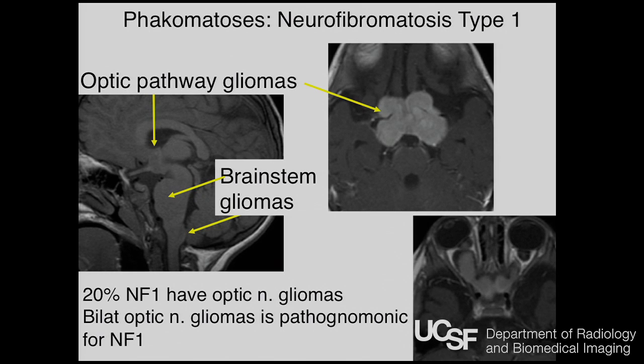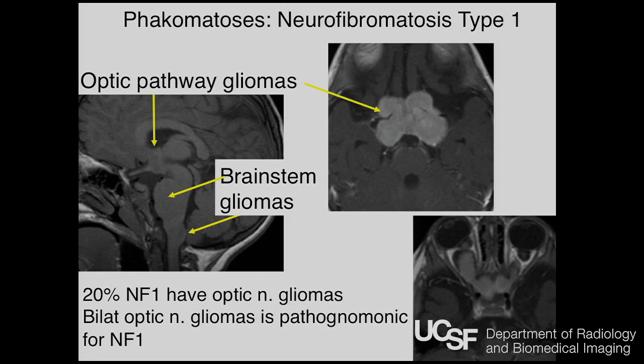They can occur anywhere from the optic nerves to the optic chiasm, and even extend posteriorly into the optic tract. So it's important to look all the way along the visual pathway. Even if you don't see any evidence of an optic pathway glioma, these children are routinely screened at least yearly, if not twice a year, with ophthalmologic evaluation, because they are at high risk for getting optic pathway gliomas. And indeed, 20% of these children will ultimately develop optic pathway gliomas. And when you see a scan with bilateral optic nerve gliomas, it's pretty much pathognomonic for NF1.